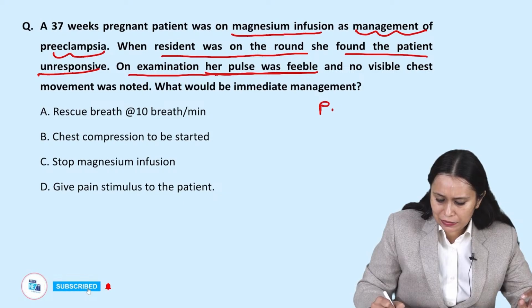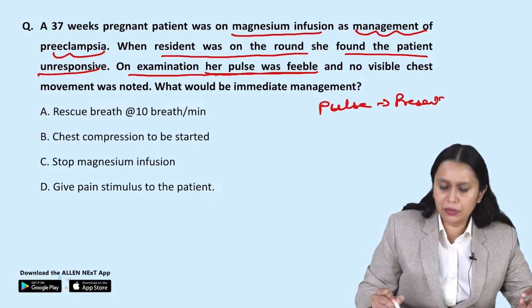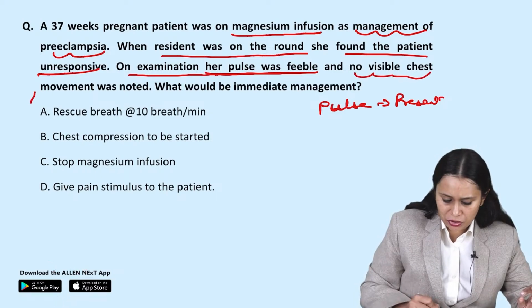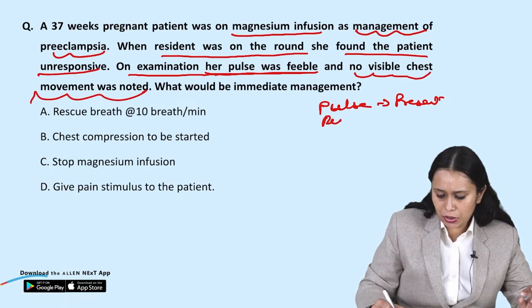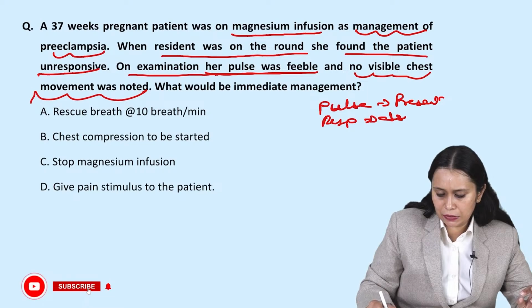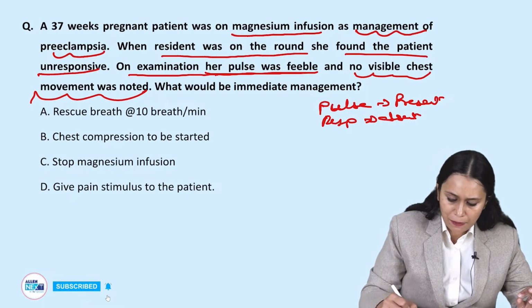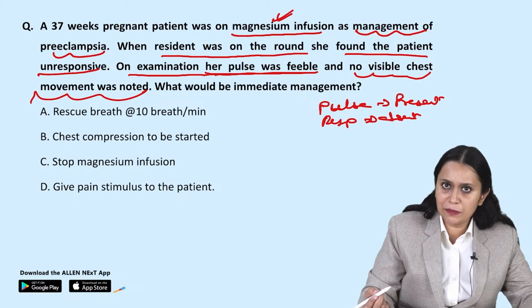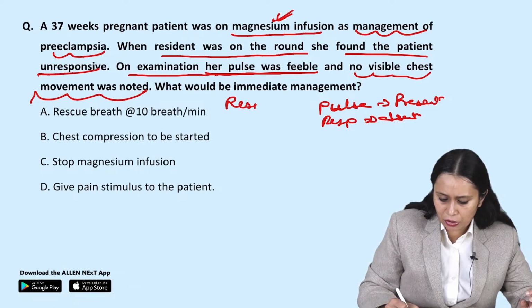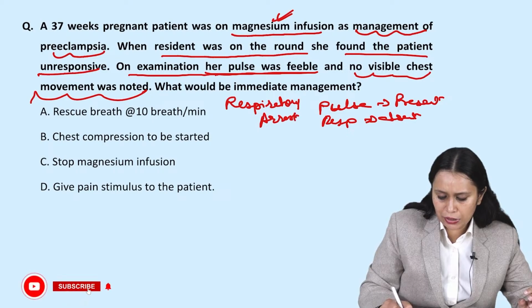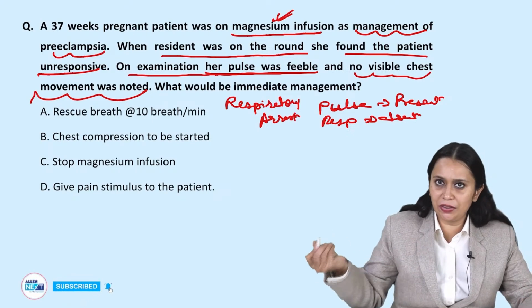So pulse is present, right? Pulse is present. But there was no visible chest movement. Respiration is absent. Because of the magnesium infusion, which can cause respiratory arrest, the patient has gone into respiratory arrest, right? She is not in cardiac arrest. She is in respiratory arrest.